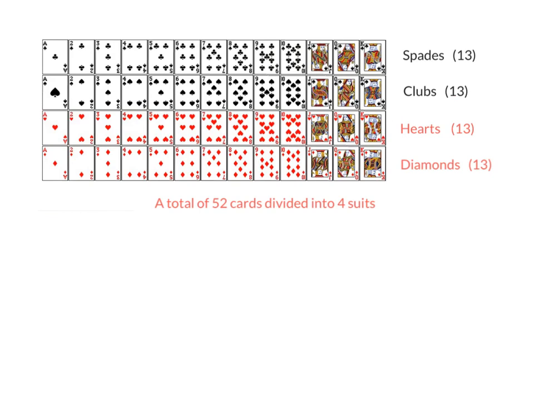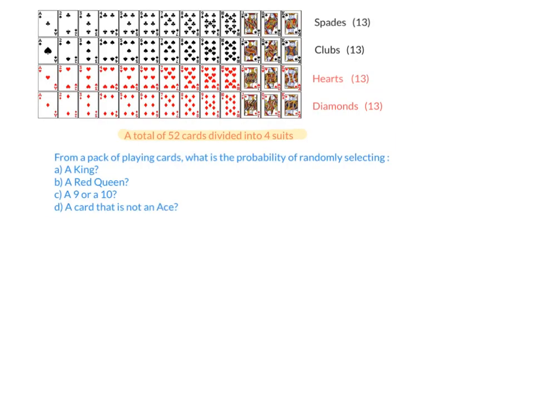Probability questions sometimes involve playing cards, so you should familiarise yourself with the number of cards in a deck. There are a total of 52 cards divided into 4 suits. The suits are just a different type of card. So we have 13 spades and 13 clubs. These are the black cards. We have 13 hearts and 13 diamonds. These are the red cards.